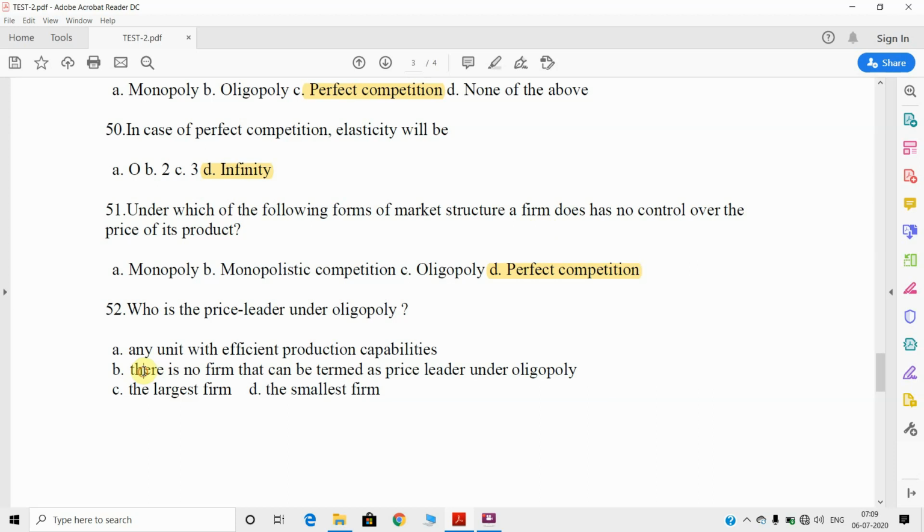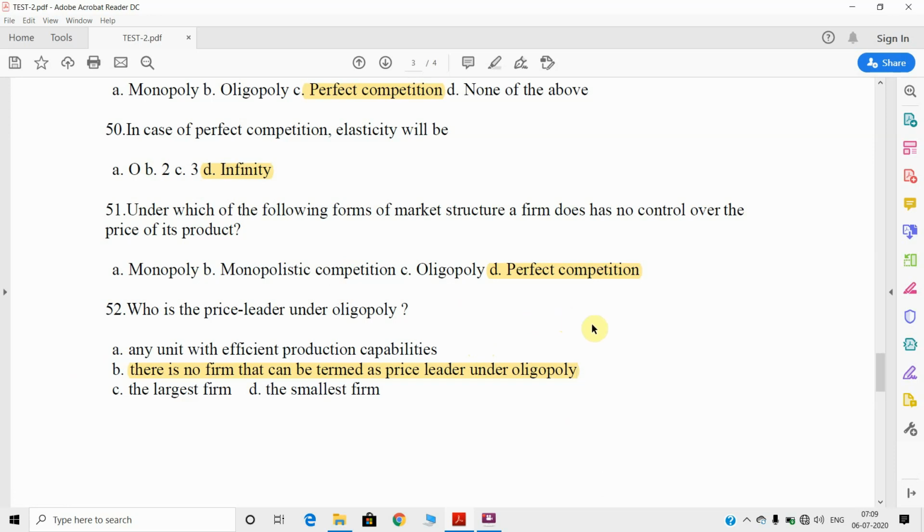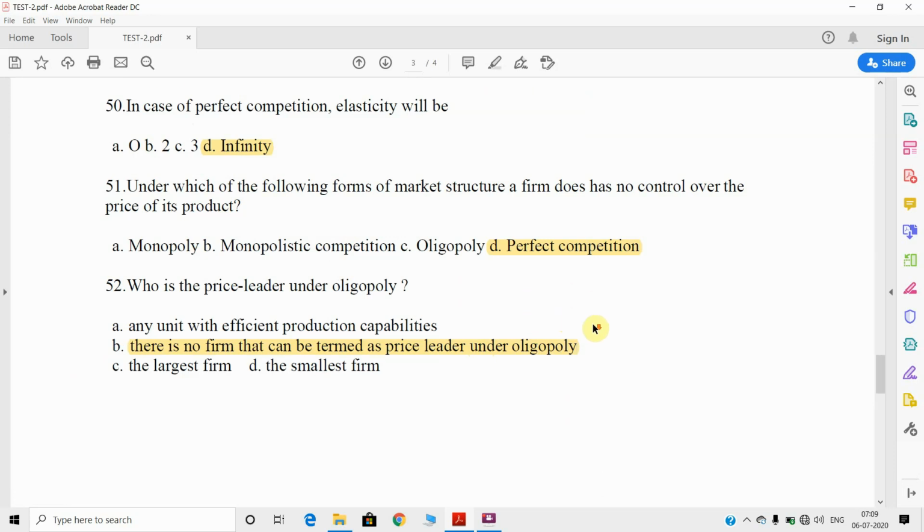So the answer will be that there will be no firm that can be termed as price leader under the oligopoly. The answer will be B, because the oligopoly market is divided into two parts: collusive oligopoly and non-collusive oligopoly. Under collusive oligopoly there is a case of price leadership and a case of barometric price leadership. We have not studied this yet, so in a later class we can see the conditions of collusive and non-collusive oligopoly, right?